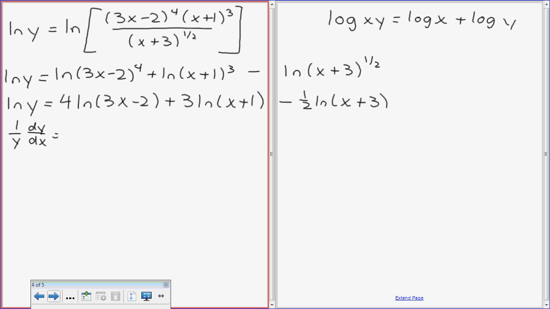Okay? So can someone be brave that was here yesterday? It's going to be Emma. Emma, can you be brave and... Okay, you can do it. If you take the derivative of ln(3x minus 2), forget the 4 for right now. What's the derivative of ln(3x minus 2)?